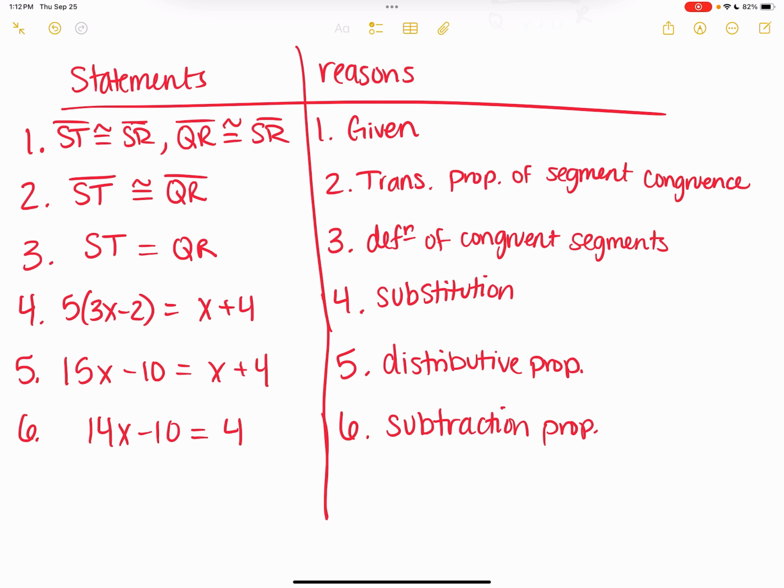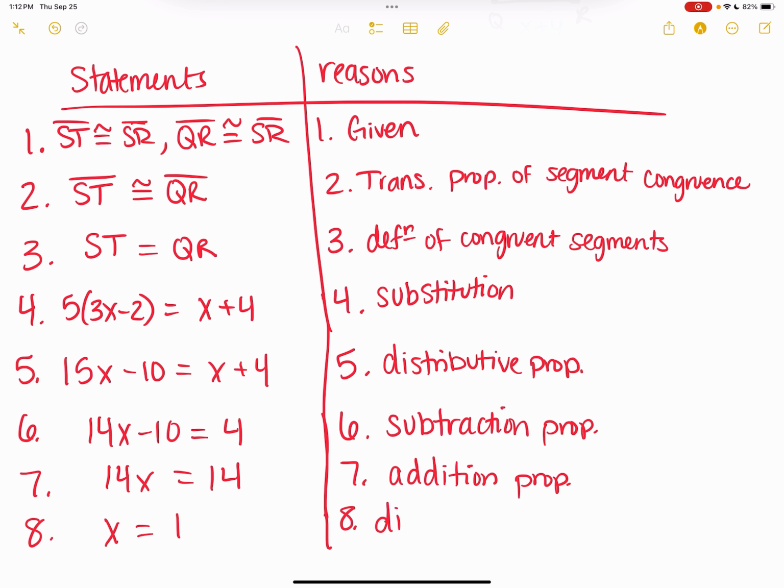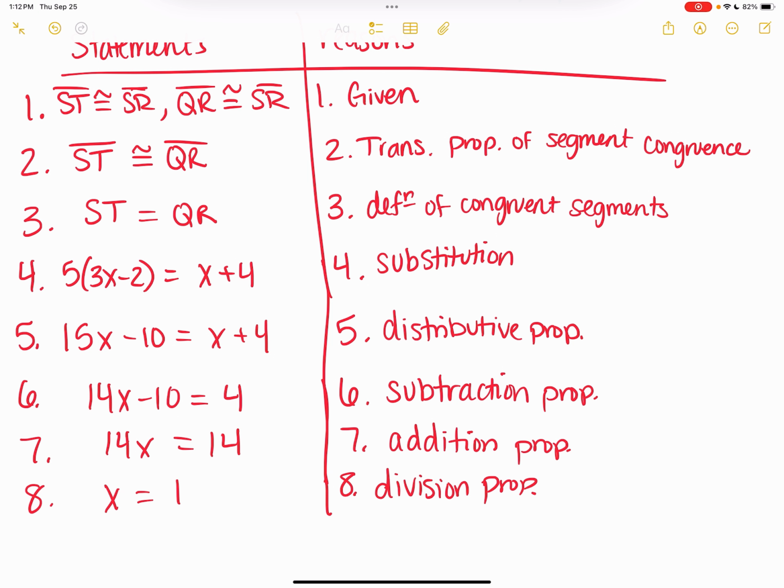Next step, now I can add the 10 over. So 14x is equal to 14. And that would be the addition property. And what would be my last thing? Yep. So I'd get x is equal to 1, and that's done by the division property. So again, steps 6 and 7 could have been swapped here, and it would have been totally fine. The order does not matter in this particular problem.